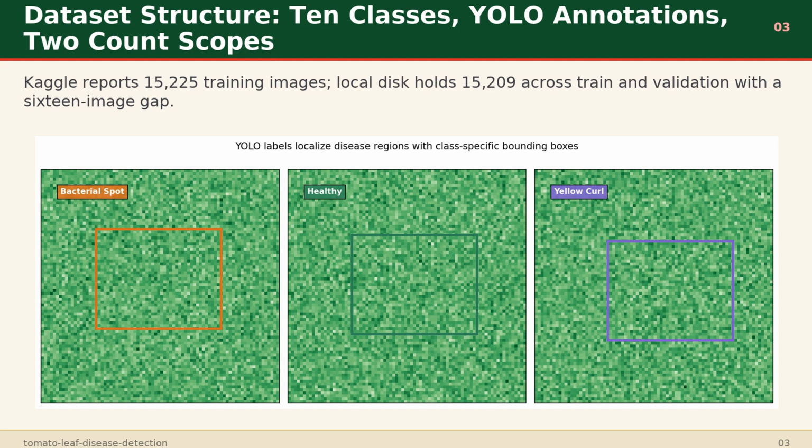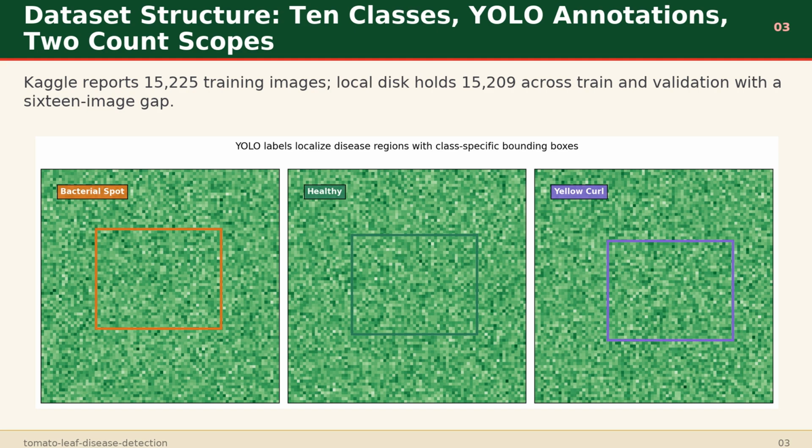The annotation format is YOLO text standard. Each image carries a paired label file, whose lines contain a class index followed by 4 normalized bounding box coordinates expressed as fractions of image dimensions. The full annotation volume is 16,913 boxes, spanning 10 disease classes. The presence of bounding boxes rather than image-level tags matters for scope. This is a localization problem, and a future model must identify where on the leaf a diseased region sits, not only which disease the image contains.